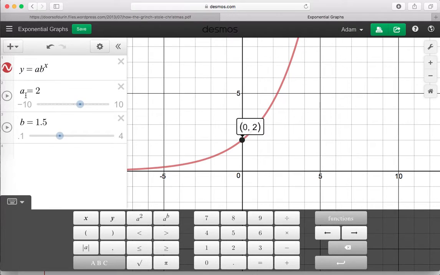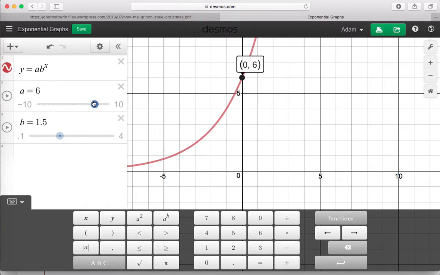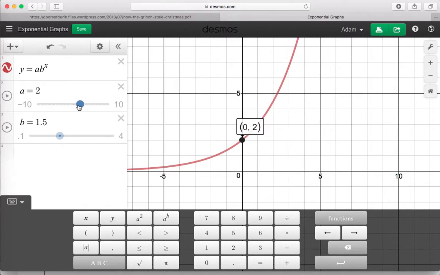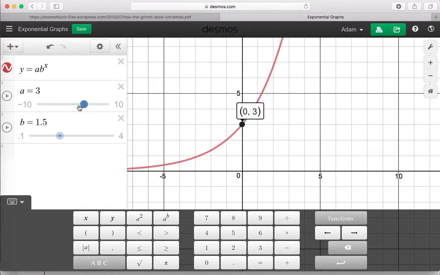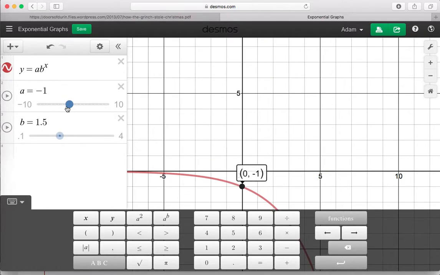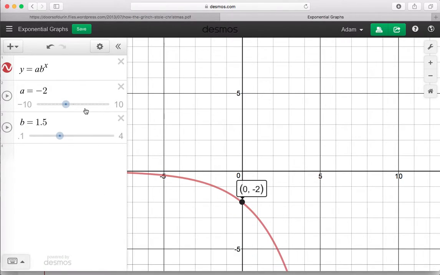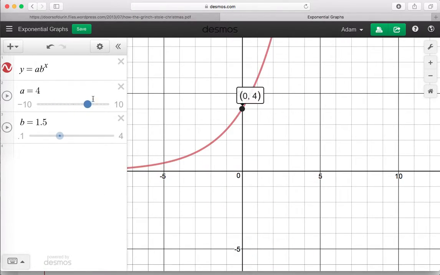I can change A. And you should know as I change A what happens. Well, I'm changing the y-intercept. So here I have a y-intercept of 4. Down here I'd have a y-intercept of -1, -2. So I can change my y-intercept. That's what A is. It's my initial value. Scientists call it initial value. I can also change B, and B is my growth factor.